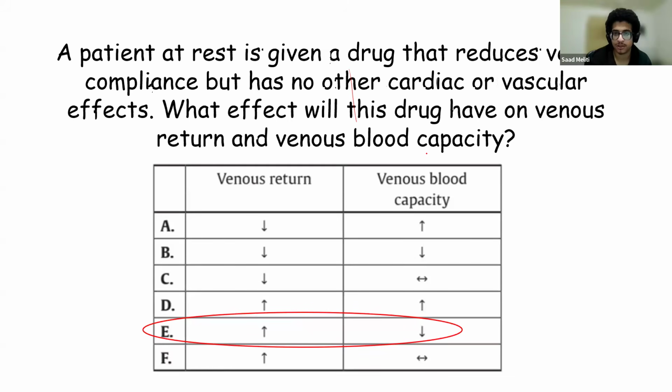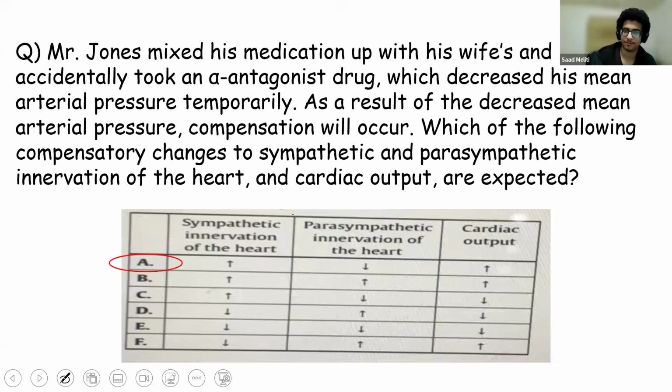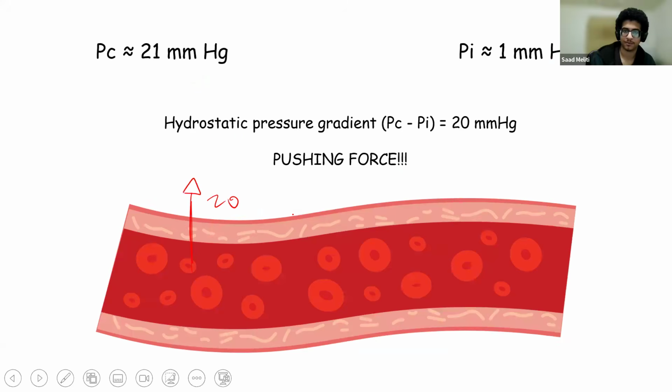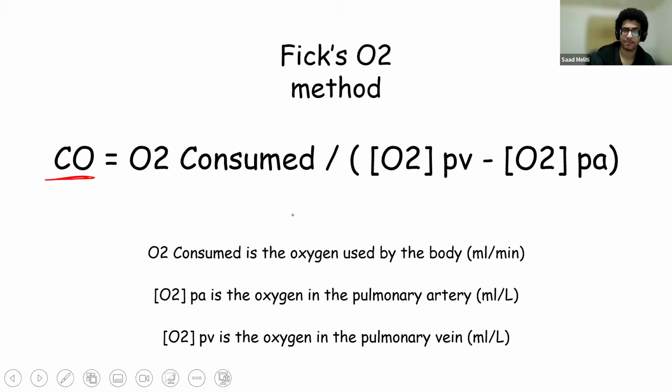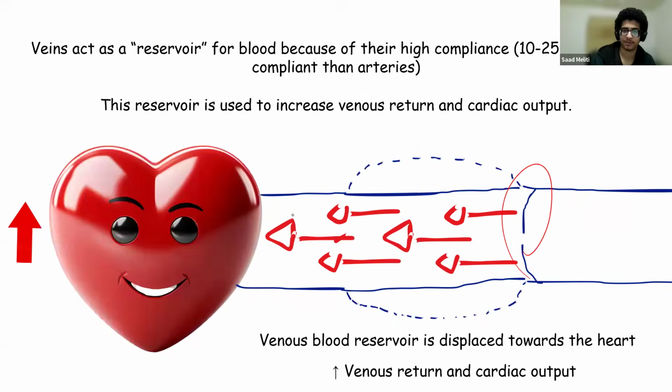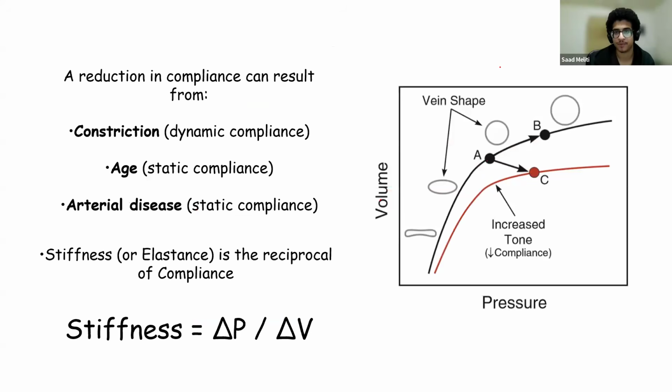If you want, I can go back to the graph. Perfect. The graph is right here. Okay. So this is the normal compliance of the vein. Okay. Look at the volume. The volume's over here. Okay. This is what happens when we increase the tone.